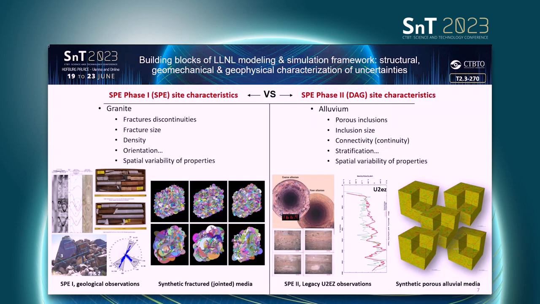Talking about uncertainty, phase one is mainly granite with some fractures. The fractures are defined as discontinuities, and they are also represented by their size, density, orientation, and spatial variability within the rock. For phase two, we have the alluvium, which is characterized by different lenses with different contrast of porosity. As you will see later, for phase one the genesis of the shear motion is mainly the joints, and for the alluvium shots the genesis of the shear motion is mainly the contrast of porosity between the lenses. Phase three is more challenging because it combines both of them.